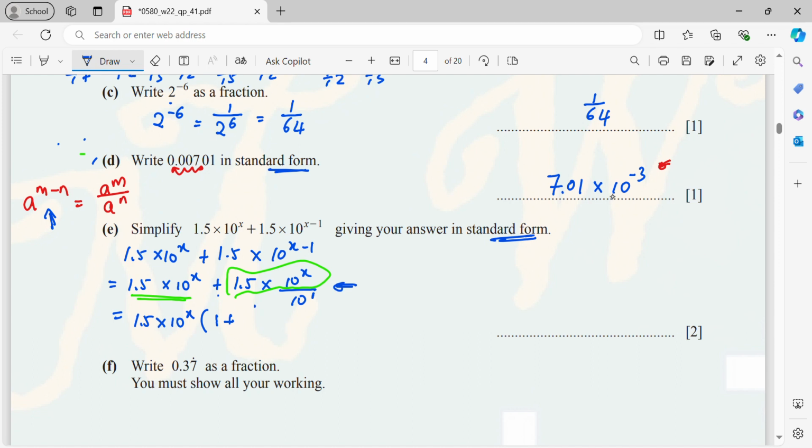So that means 1 over 10 power 1 is 10. So from here, I will be getting 1.5 times 10 power x, times 1 plus 1 over 10. 1 over 10 is basically 0.1. So 1 plus 0.1 is 1.1. Now, because we need to leave our answer in standard form, you just multiply 1.5 and 1.1. That is going to be 1.65 times 10 power x. So that is your standard form.